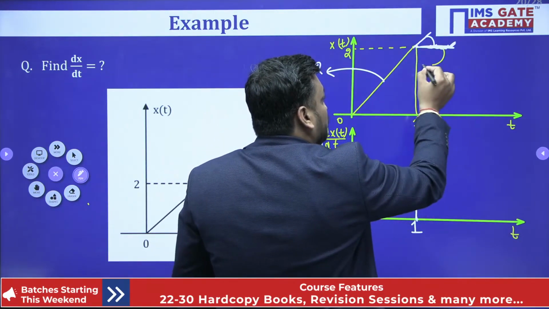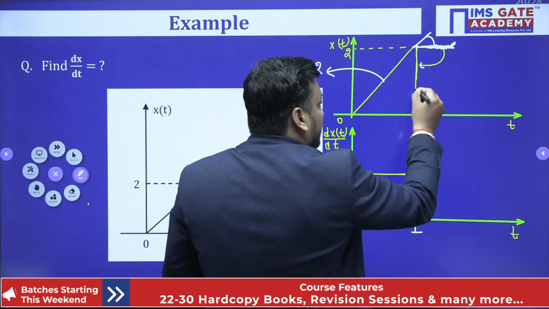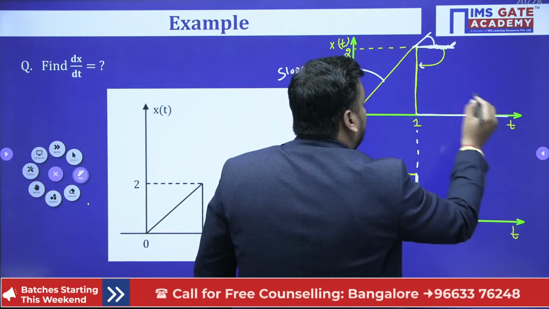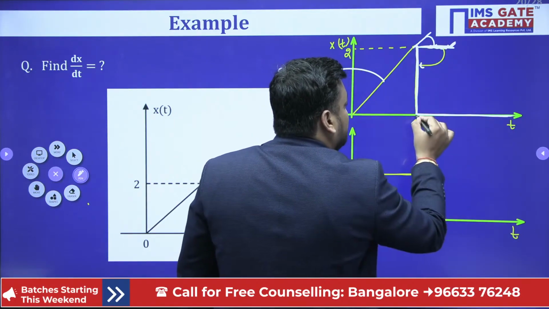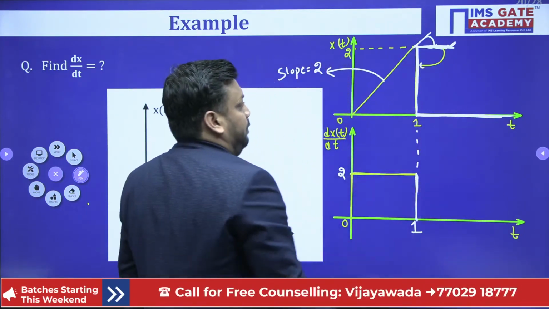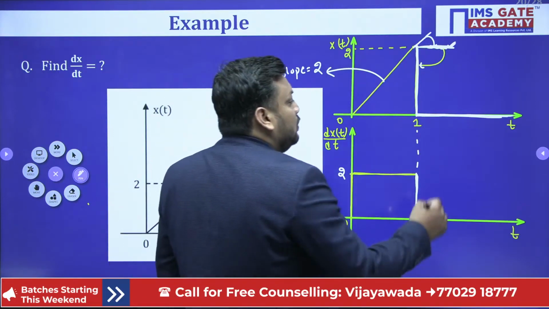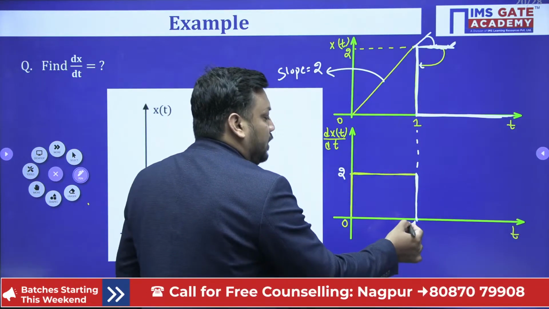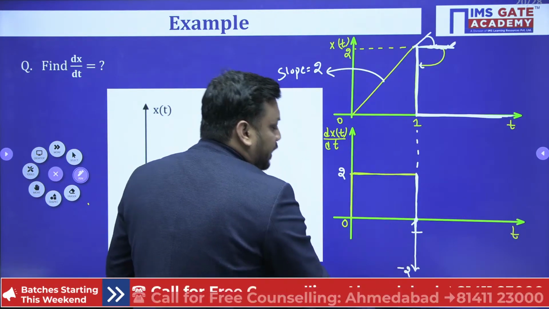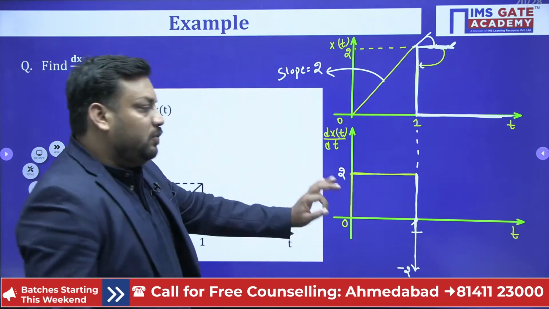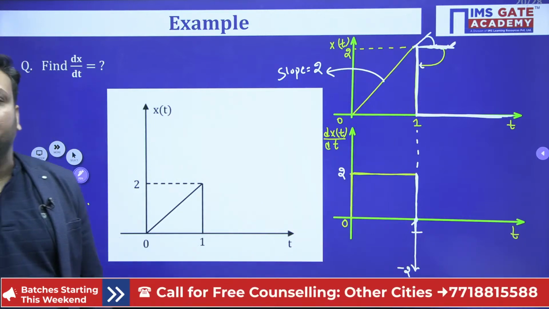After that you have to see that here we have a ramp signal. So here we have a ulta step, a negative step, which is having the value minus 2. So when you differentiate it, you will get an impulse of minus 2 weight. So this will be the complete diagram of dx(t)/dt.